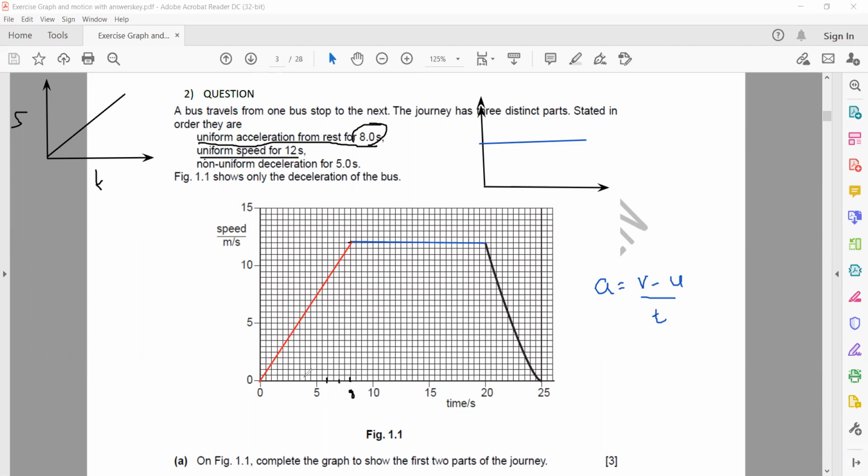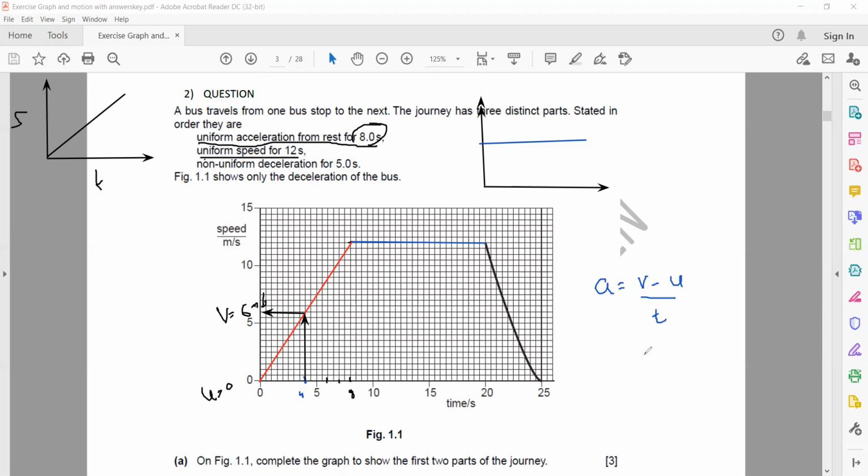So this is when time is equal to 4 seconds. What about the speed of the bus? When time is 4, the speed of the bus is 6. So the final speed is 6 meters per second. And what about the starting speed? Initial speed is 0.